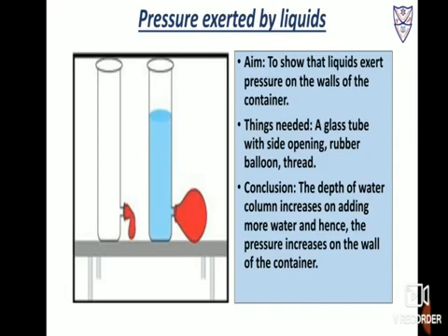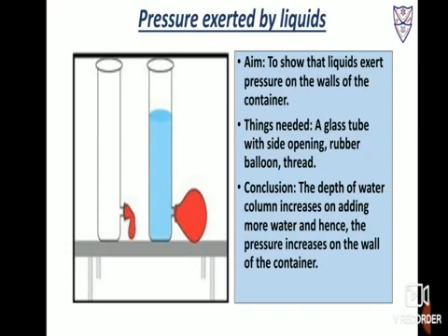The second activity shows that liquid exerts pressure on the wall of the container. Things needed: a glass tube with a side opening, a rubber balloon, and thread. Method: take a transparent glass tube with a tap-like opening on its side. Now tie a rubber balloon to the opening. Hold the pipe in the middle and keep it in a vertical position. Pour some water into the glass tube. Now what are you going to observe? You will observe that the rubber balloon bulges outward.